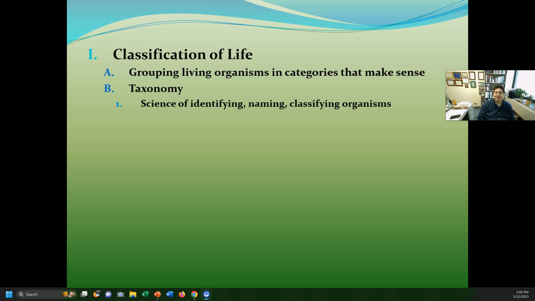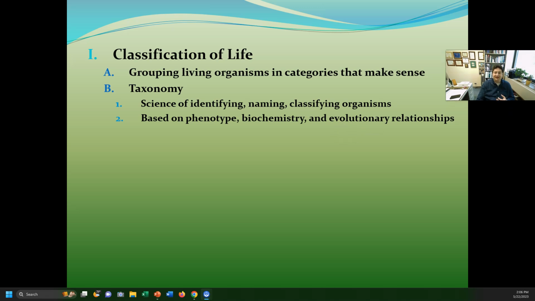Taxonomy is the science of doing that, identifying, naming, and classifying organisms based on phenotype, that's their outward appearance, what they look like. We might base that on biochemistry, molecules and enzymes that they have, or the metabolism that they use, and evolutionary relationships. Who's most related to who from a common ancestor?